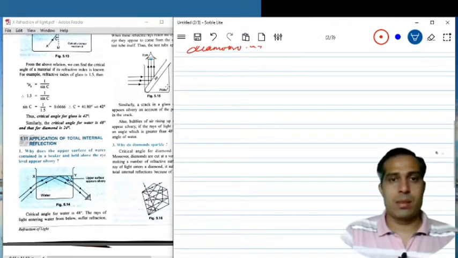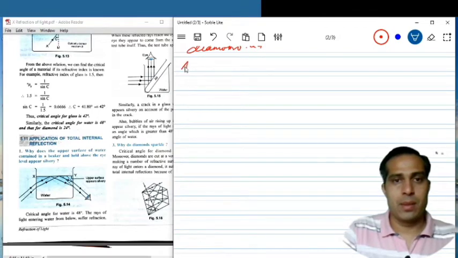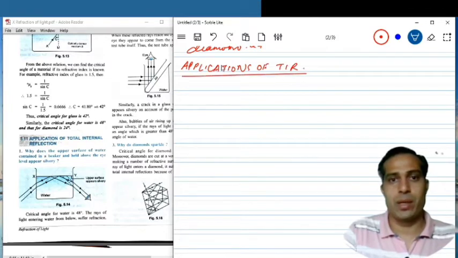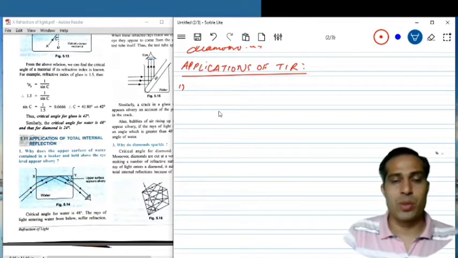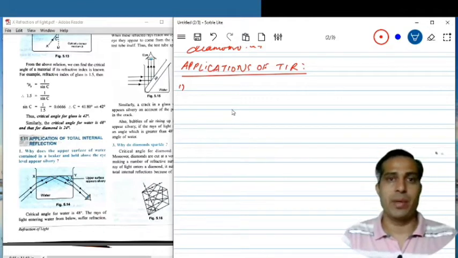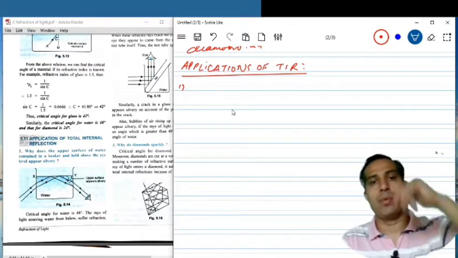Next is the applications of total internal reflection, applications of TIR. So what are the applications of TIR? Very first is, why does the upper surface of the water contained in the beaker seem to be silvery sometimes if it is held above the eye level?